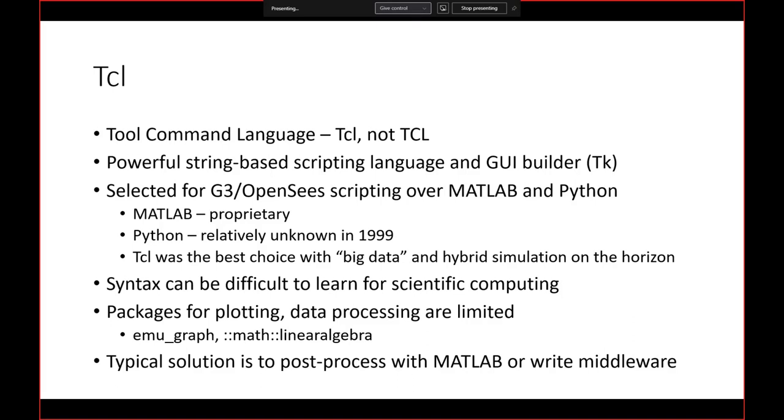But the syntax for Tcl can be very difficult to learn for scientific computing, all the brackets and dollar signs and stuff, but you get used to it. And then there are limited packages for plotting and data processing.